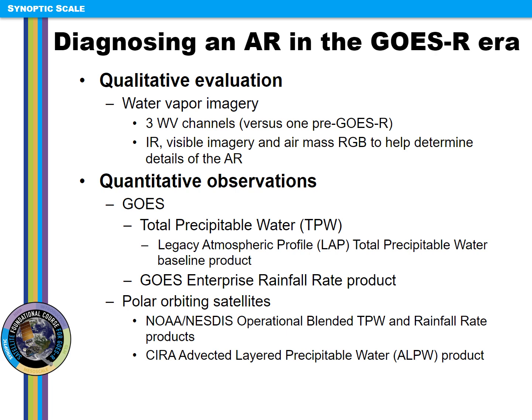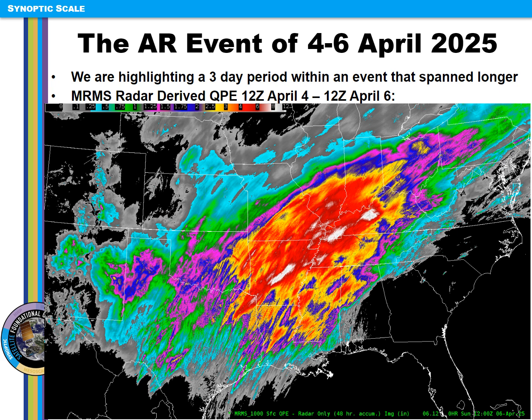Data from polar orbiting satellites provides valuable information on atmospheric rivers, including the blended TPW and rain rate products, as well as the CIRA advected layer precipitable water, or ALPW product. The atmospheric river event that we'll focus on occurred in early April of 2025. We'll focus on a 3-day period within this event that spanned a longer time period, so keep in mind storm totals for the entire event were even higher, which led to significant flooding.